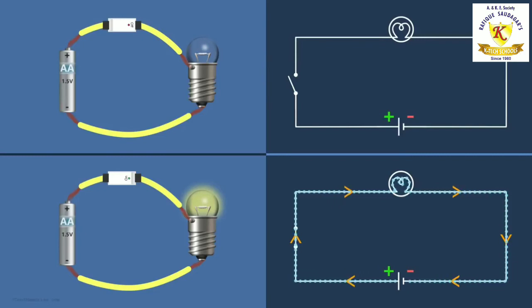The arrowheads are used to show the direction of electric current, which is always from the positive terminal to the negative terminal of the battery.